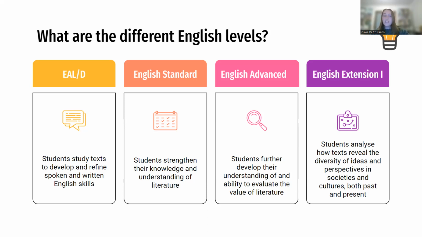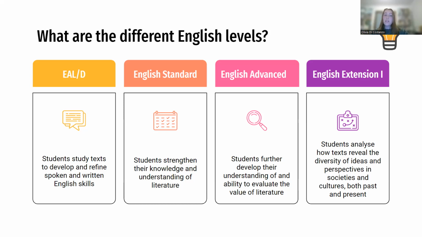Then we move on to English Standard. In this subject, students are strengthening their knowledge and understanding of literature. And then for those students who find themselves a bit more passionate about English, we have English Advanced. And here students are further developing their understanding of and ability to evaluate the value of literature. And then for those students who are even more passionate about English, we have English Extension 1. So this is taking students a step further as they analyze how texts reveal the diversity of ideas and perspectives in societies and cultures, both past and present.